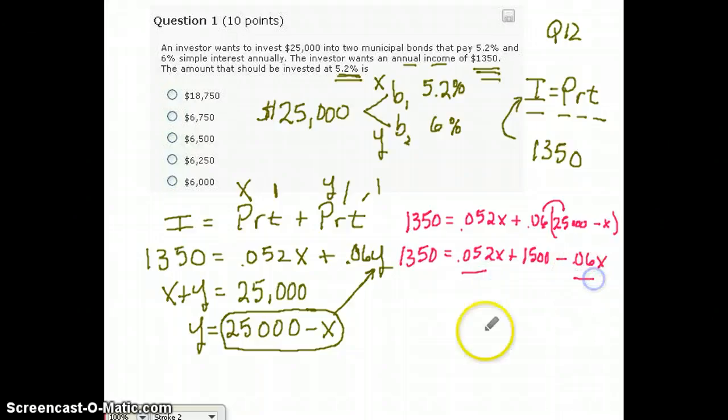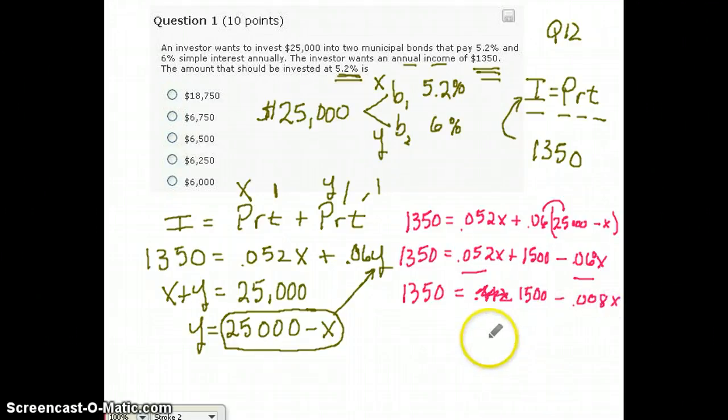Let's put these two together. So 1350 is equal to... I didn't do that right. I'm going to have to erase that. It's 0.052 minus 0.06. So what is 52 minus 60? It's negative 8. So it's going to be 1,500 minus 0.008x. Now can I solve that? Yes, let's move this over here. What's 1,500 minus 1,350? That's going to be 150. So 150 is equal to negative 0.008x. How are we going to solve that?